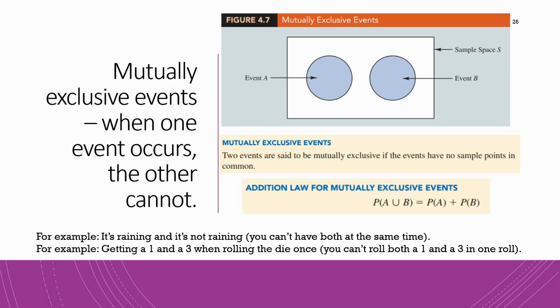So, first, let's talk about mutually exclusive events for the addition law. What does it mean to be mutually exclusive? Basically, when one event happens, the other event can't happen. For example, it's raining and it's not raining. Those are mutually exclusive events because you can't have both at the same time. Another example would be getting a 1 and a 3 when rolling the die once. You can't roll a 1 and a 3 in the same roll. That is impossible. Therefore, those are mutually exclusive events.